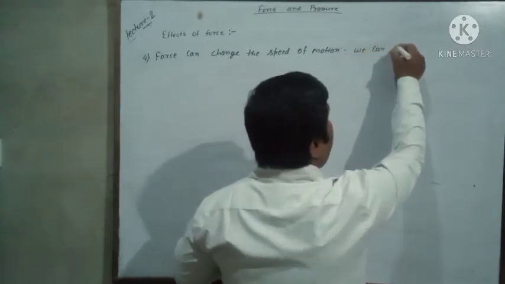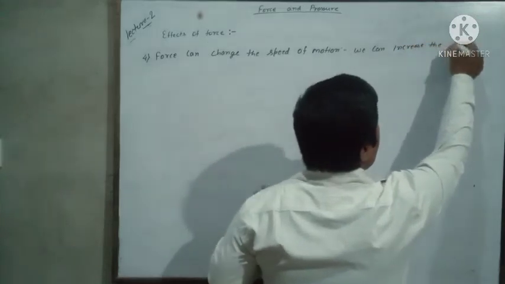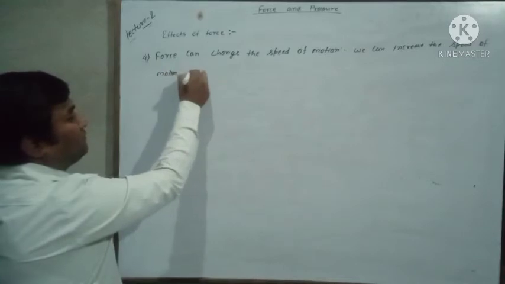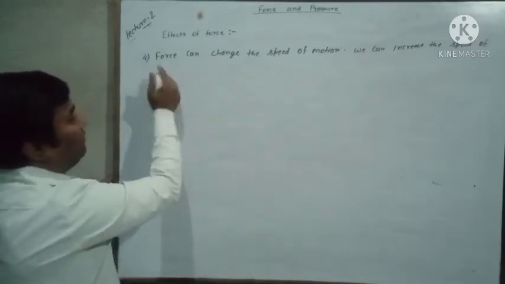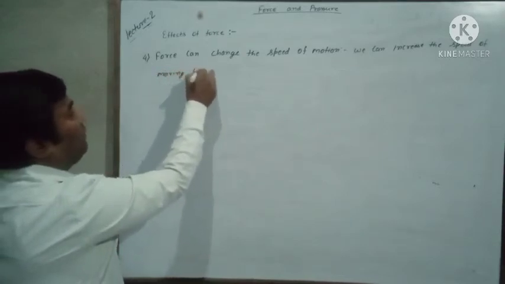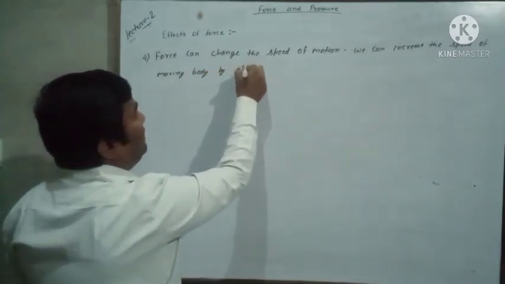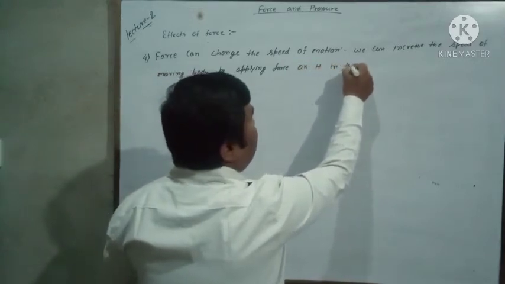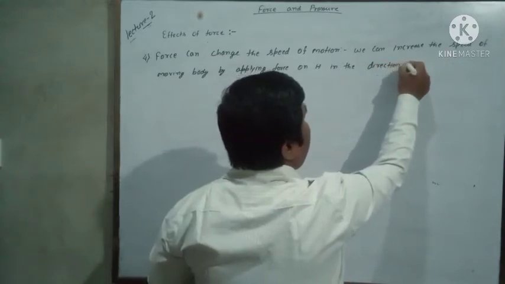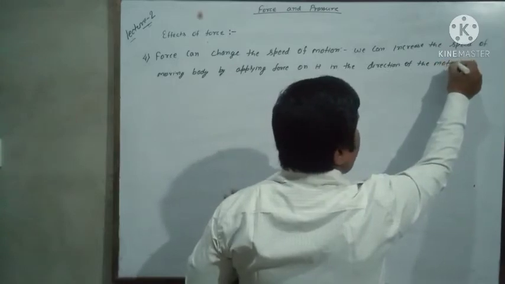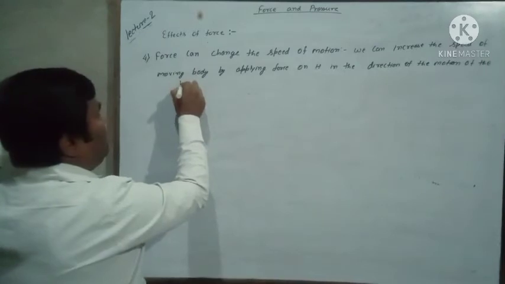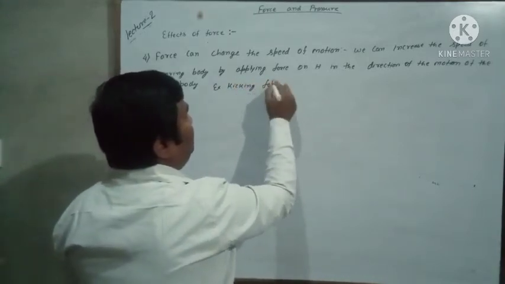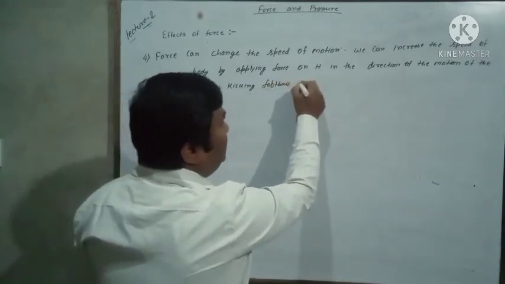We can increase the speed of motion. We can increase the speed of a moving body by applying force on it in the direction of the motion of the body. Example, kicking a football in the same direction will increase its speed.